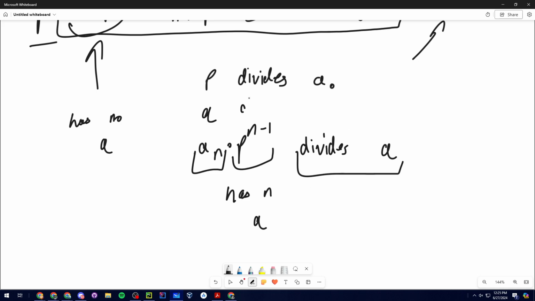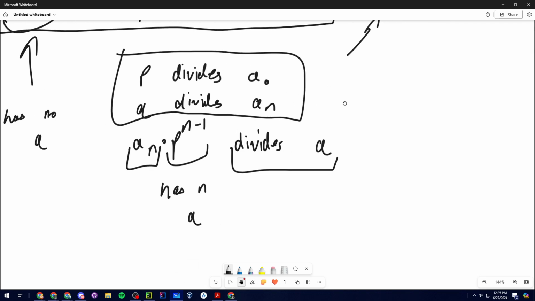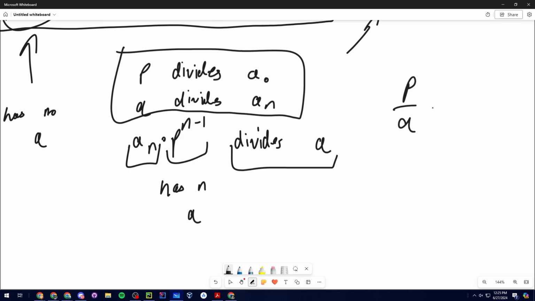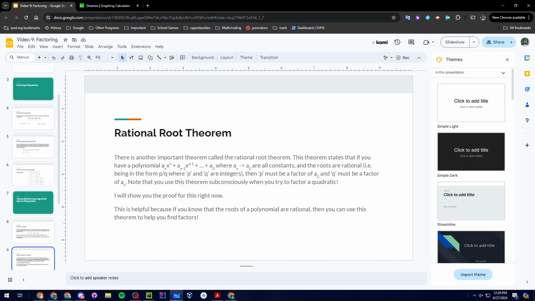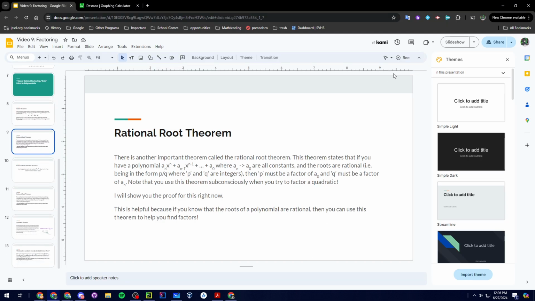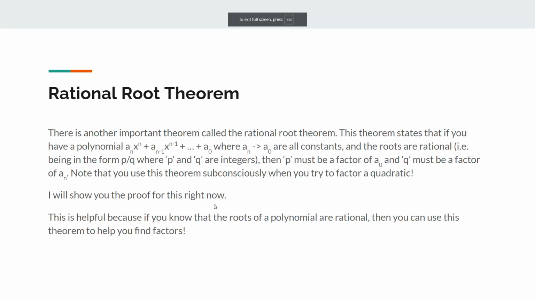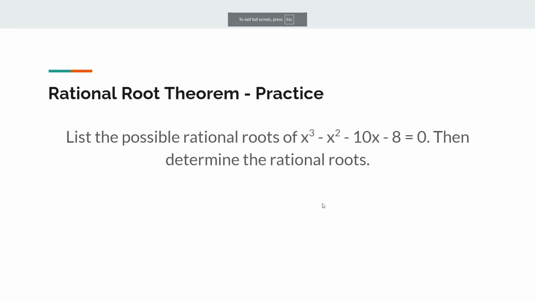So q divides a to the n. And that is exactly what we needed to show, because then p over q must be in the form of some factor of a sub naught over a to the n. So there is our thing. That's basically the whole proof. I know it's kind of long, but it's pretty cool. Once you get the hang of proofs, that's when you actually get to do the math. So we can do some practice.